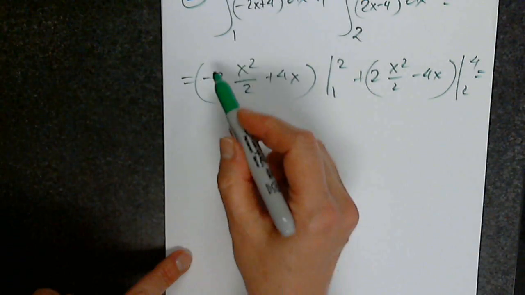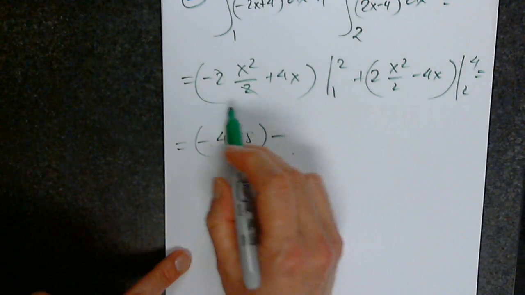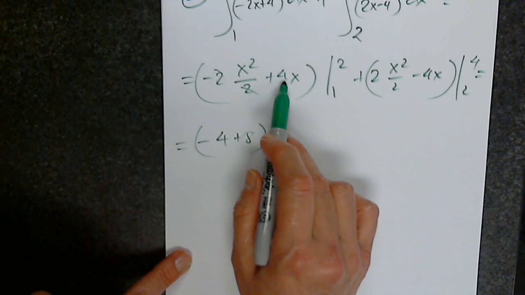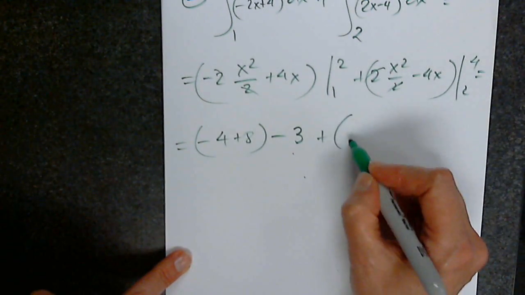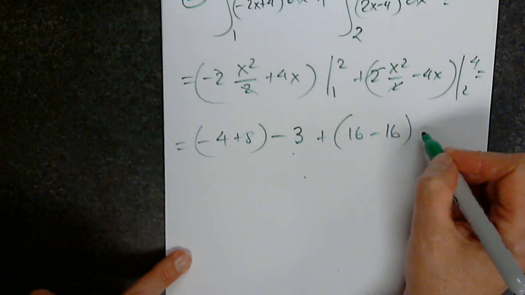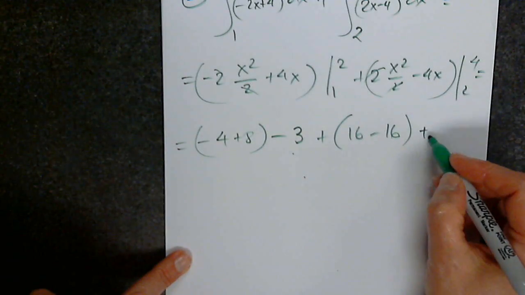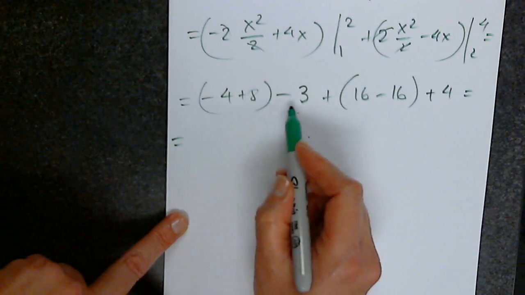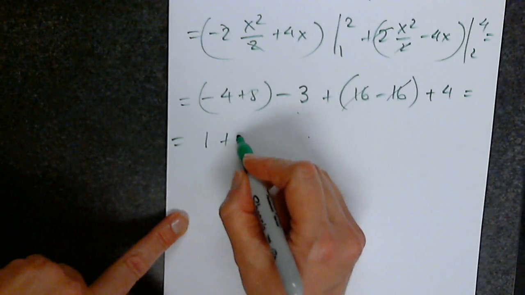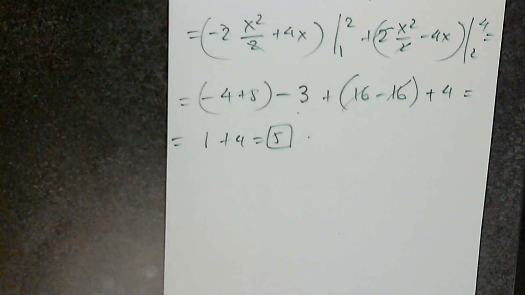First, I plug in the top, and I get -4 plus 8, minus when I plug in the bottom, -1 plus 4, which is 3. Plus, when I plug in 4, I have 16 minus 16, minus 4 minus 8. 4 minus 8 is -4. So this is 4 minus 3, which is 1. 1 plus 4 is 5. So the total distance covered by the particle between time 1 and time 4 is 5.